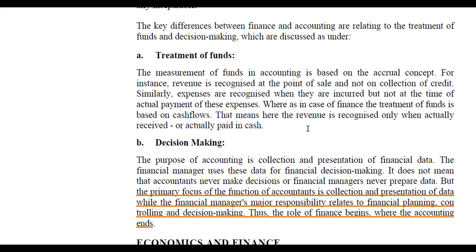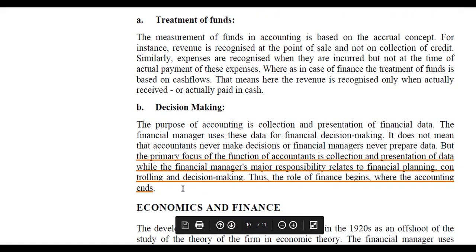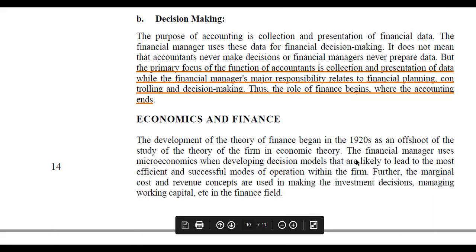Okay. Next, decision making. Decision making is one area where there is a difference between finance and accounting. The primary focus of the function of accountants is collection and presentation of data, while the financial manager's major responsibility relates to financial planning, controlling, and decision making. Thus, the role of finance begins where accounting ends.